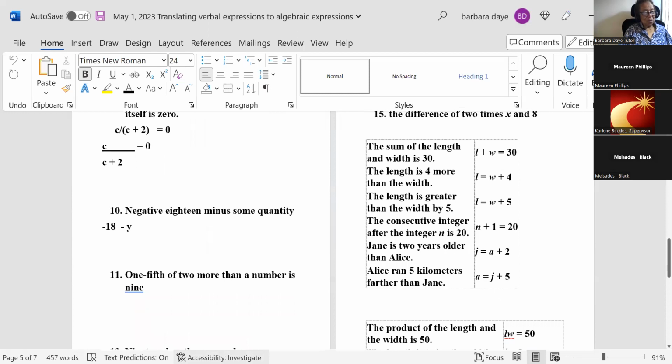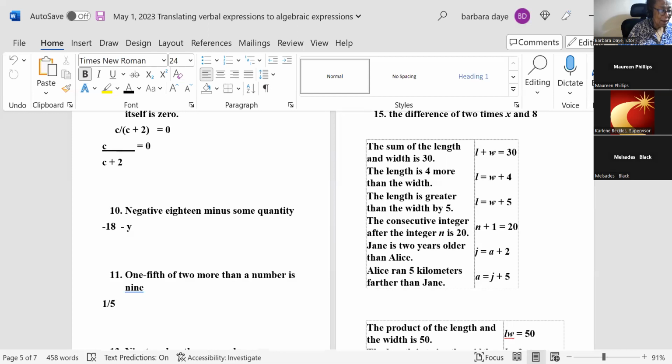One-fifth of 2 more than a number is 9. Okay, all right. That's a one-fifth fraction now. One-fifth of 2 more than a number. So should I write one-fifth, of 2 more than? I put a variable, right?